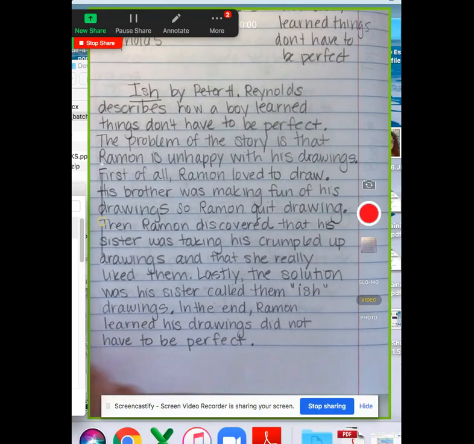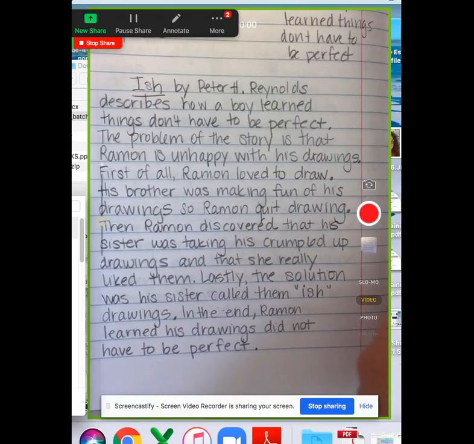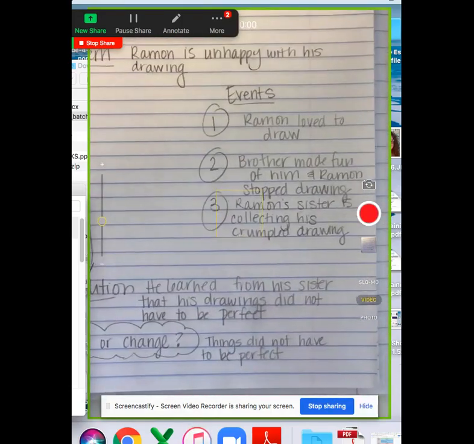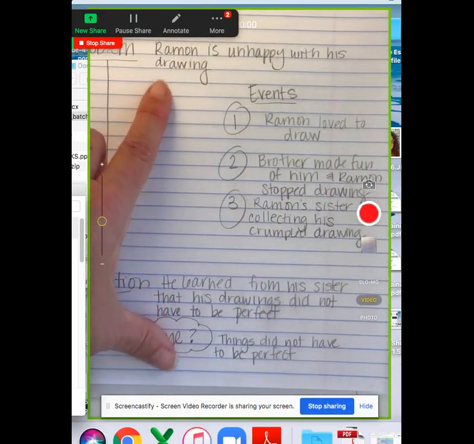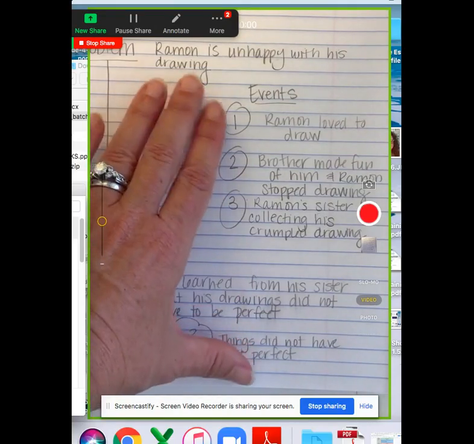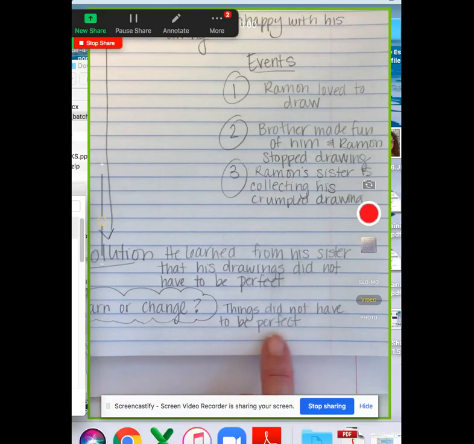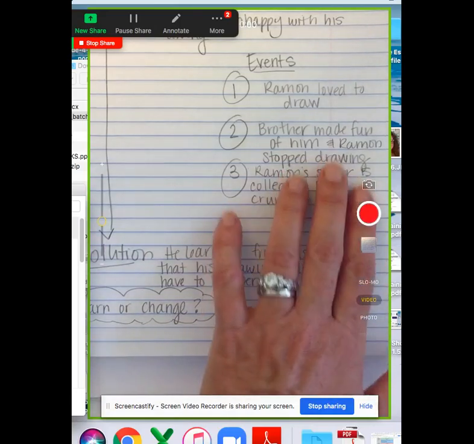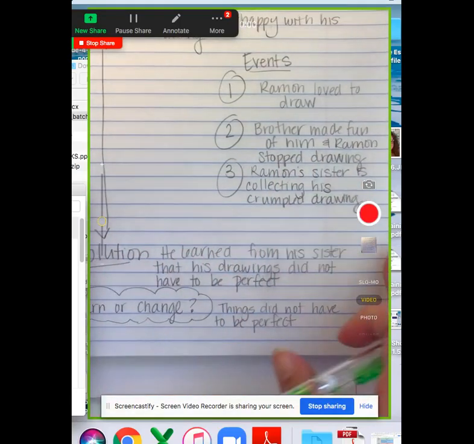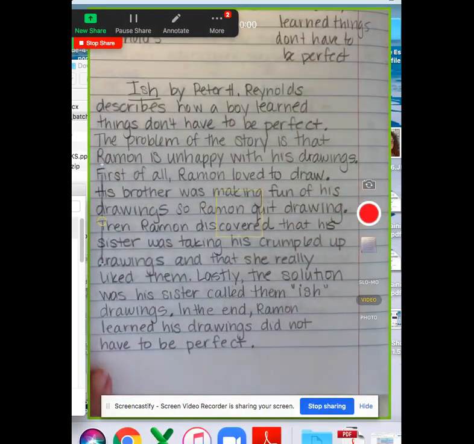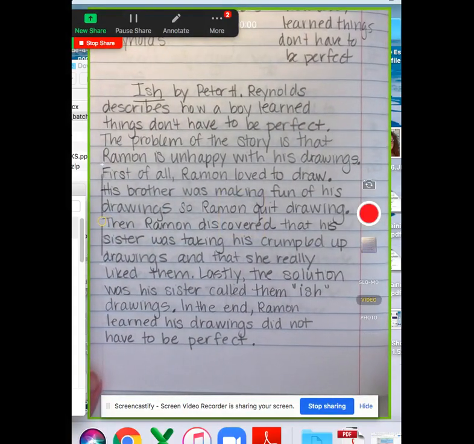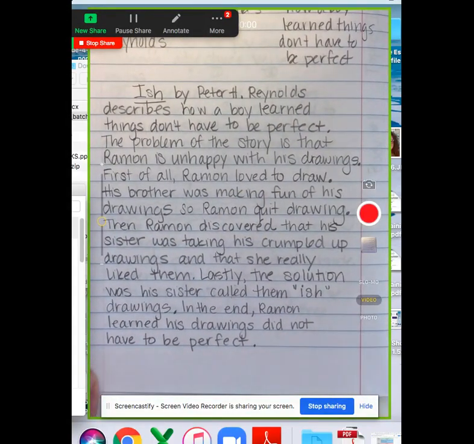So I'm just going to cover this up for a second, because what we really did, and I want you to see, is we basically turned our notes, the problem, the events, the solution, and how Ramon changed, into a summary paragraph. And we did it super fast. Carolina, I see your hand up. Do you have a question?